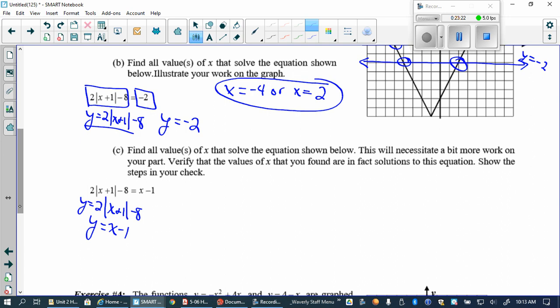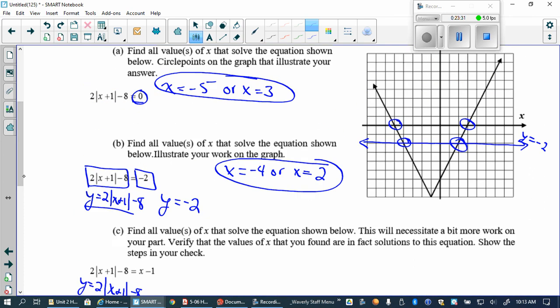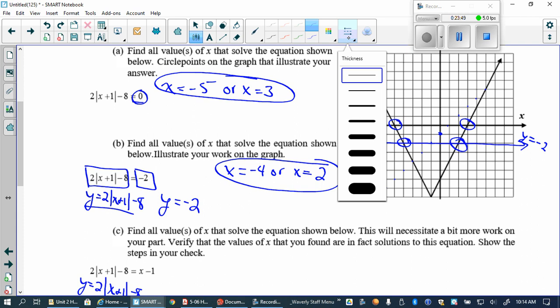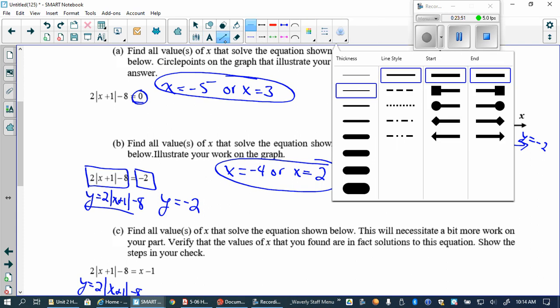What's the y-intercept of this x minus 1 equation? It's mx plus b, right? What's the y-intercept? What's the b? Negative 1. What's the slope? Up 1 over 1, right? And you probably want to use your straight edge to be accurate here. So we'll get our straight edge out and do a line. Whoops, that one.